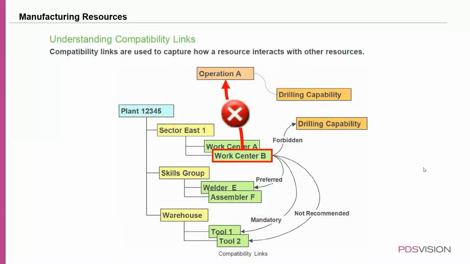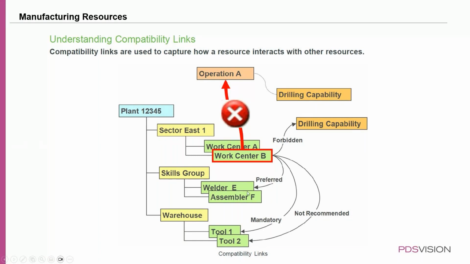And then, of course, we also talked about compatibility links. So not everything is open. We want to make sure that the right people are doing the right things. So when we go back and look at plant 1, 2, 3, 4, 5, at sector East 1, we have this work center B. So this work center B is able to do what?